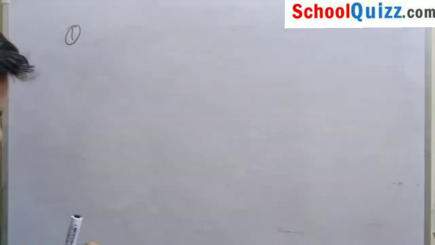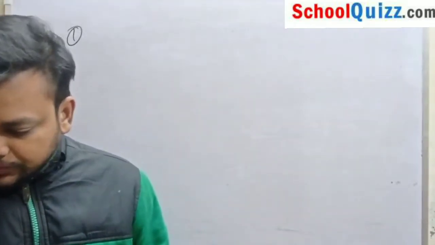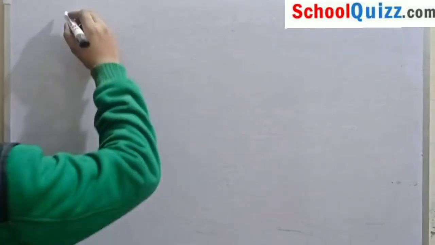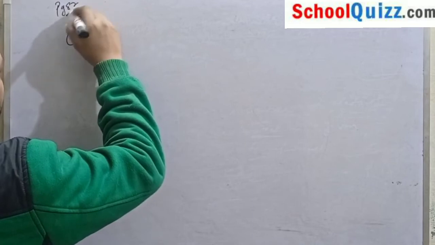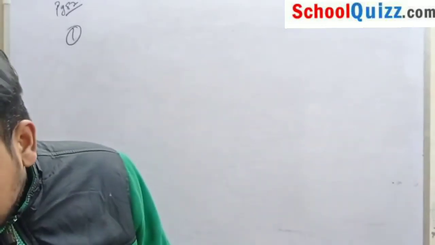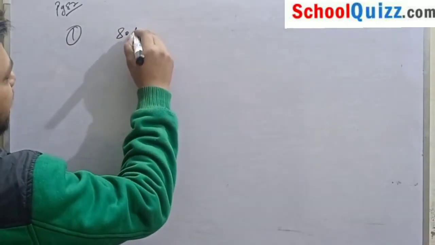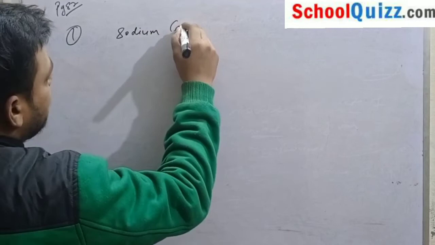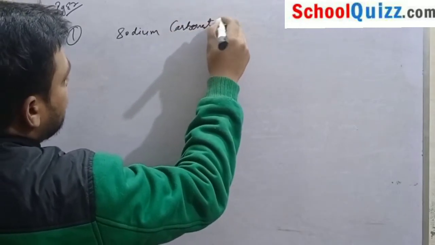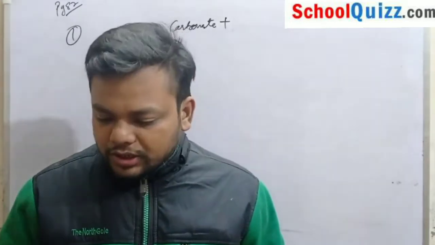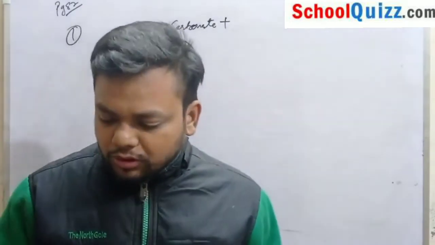According to the first question, you can open page number 82, page 82 of NCERT Class 9 Science. The first one is a reaction. A reaction is given, for example, sodium carbonate. You can note down the statement from your book.